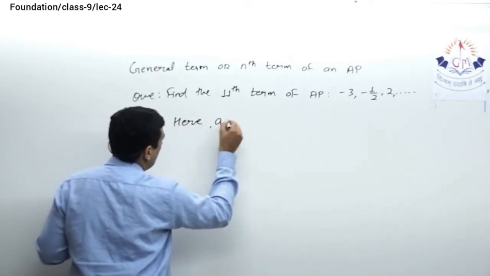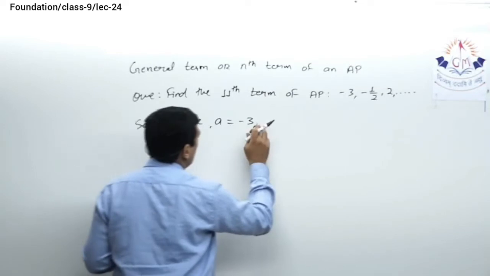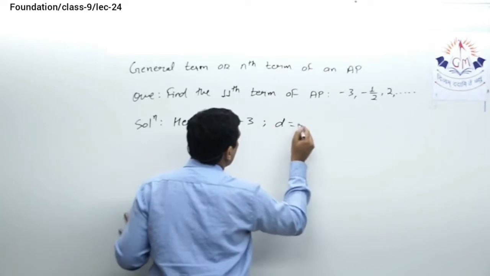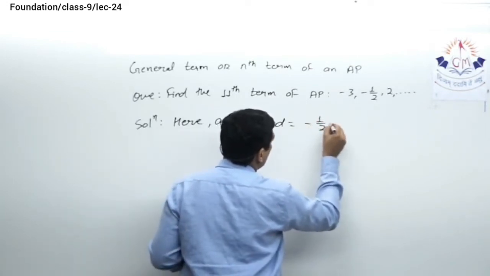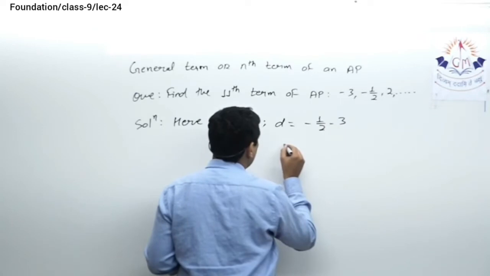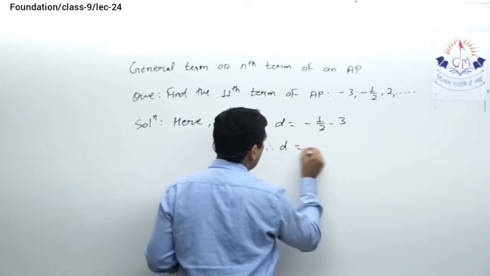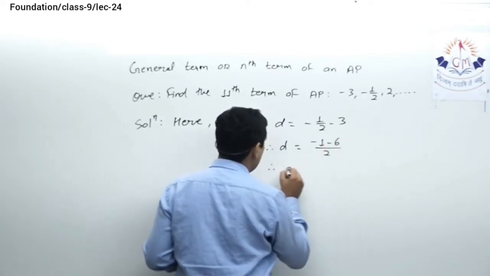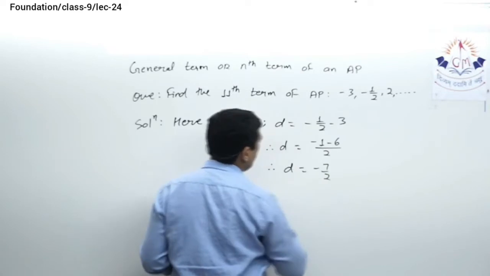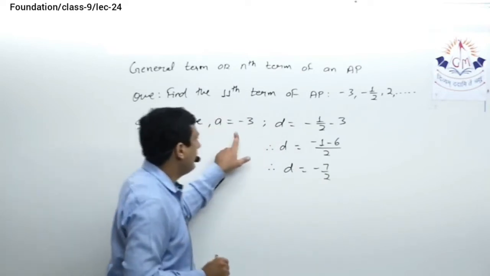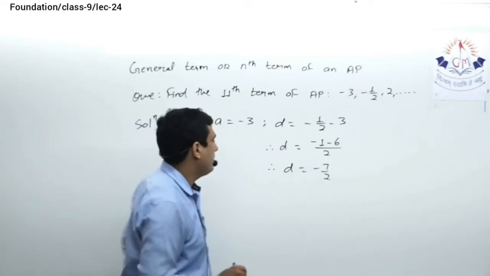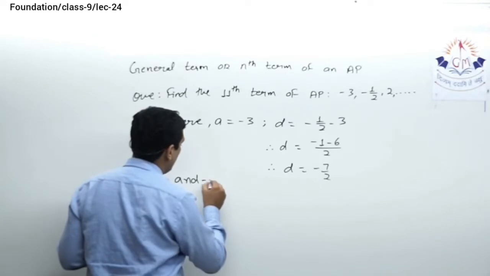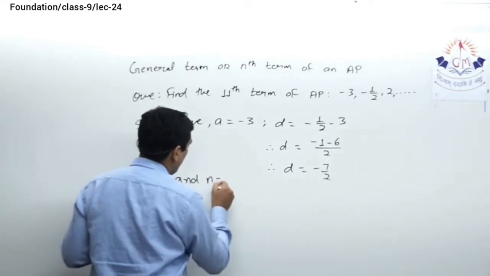So here A is equal to minus 3. D is equal to minus 1 by 2 minus 3. Taking 2 as the LCM, we get minus 1 minus 6, therefore D is equal to minus 7 by 2. So A equals minus 3, D equals minus 7 by 2, and n is equal to 11.